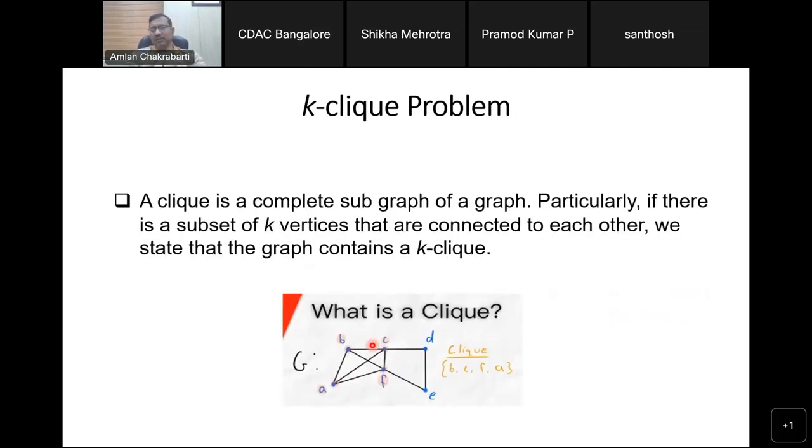Now similarly, another important problem in the graph domain is the k clique problem. The k clique problem asks whether we can have a connected path between k vertices in a graph. If we can have a connected path between the k vertices of a graph, then we can say that it has a clique size of k. The clique size of 3 is a very common problem called the triangle finding problem, and we have clique sizes of 4, 5, and so on.